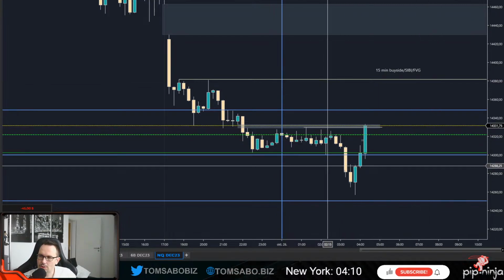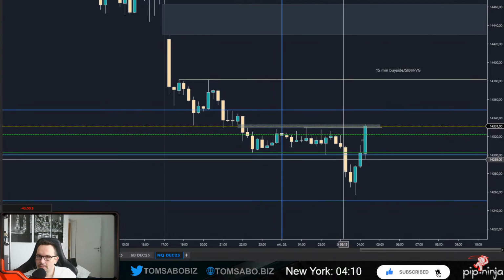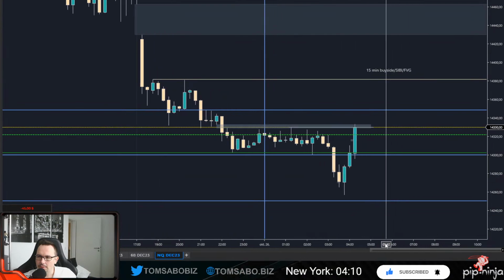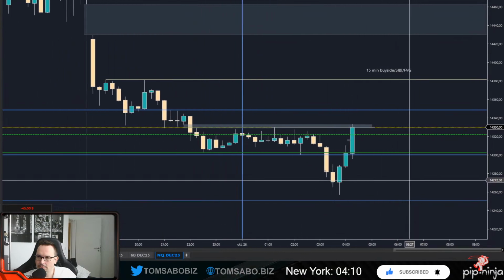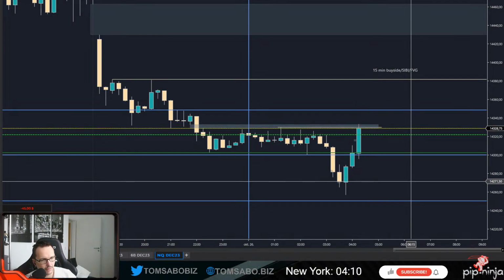I wasn't premature, but I messed up the entry in the first trade on NQ. Could have been a nice trade. At least could have taken some profits on that one. But I didn't.